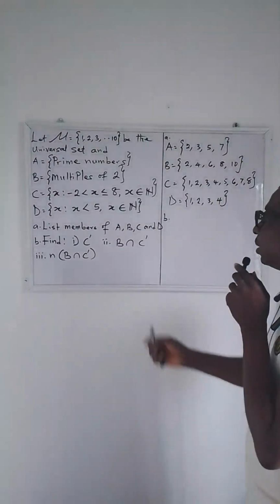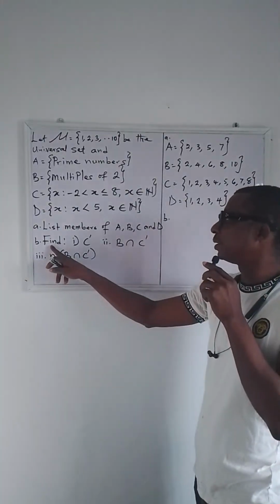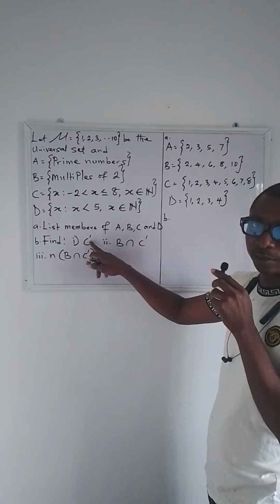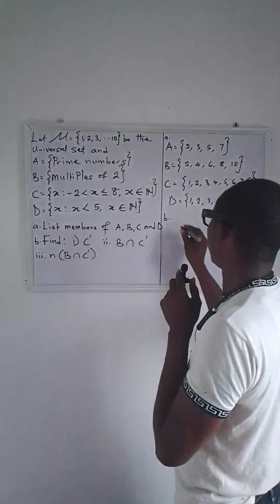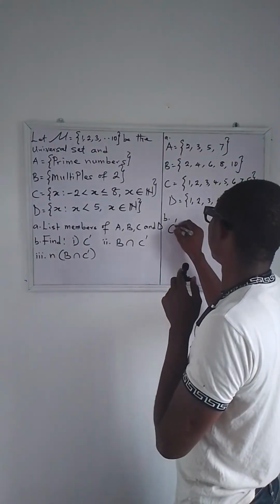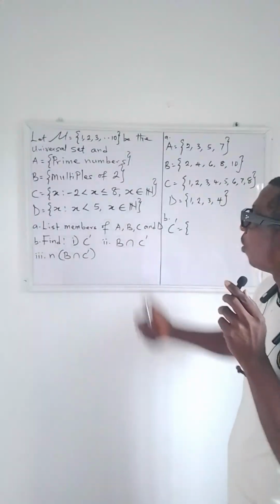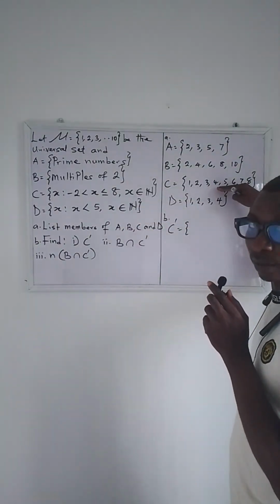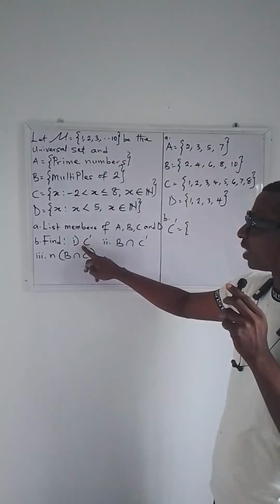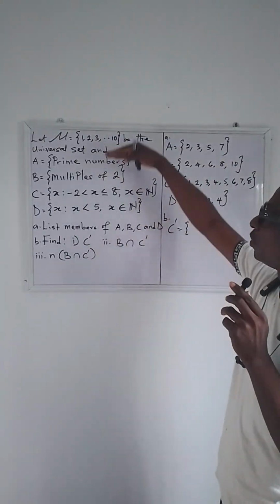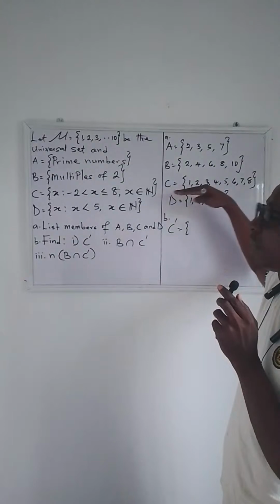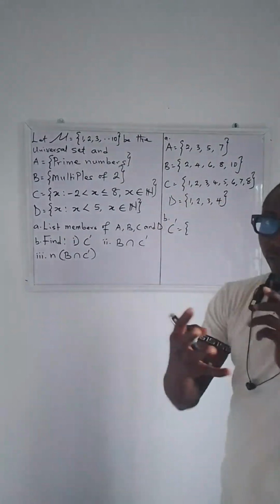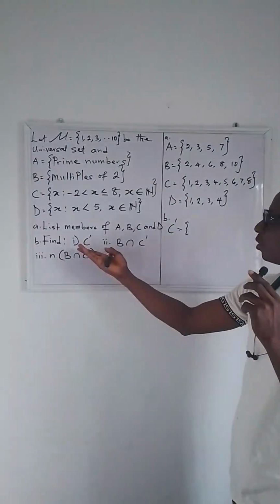All right, now the next thing is to find the complement of set C. Complement of set C are those members of the universal set that are not in set C. I'll say it again: complement of set C are those members of the universal set that are not members of C.